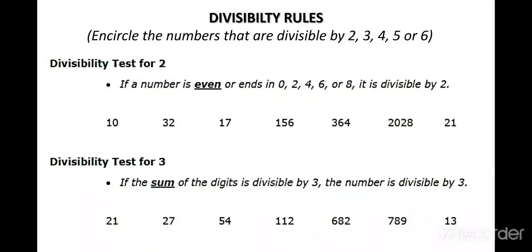Divisibility rules. So you have to encircle the numbers that are divisible by 2, 3, 4, 5, or 6. Let us take the divisibility test for 2 first. If a number is even or ends in 0, 2, 4, 6, or 8, it is divisible by 2.